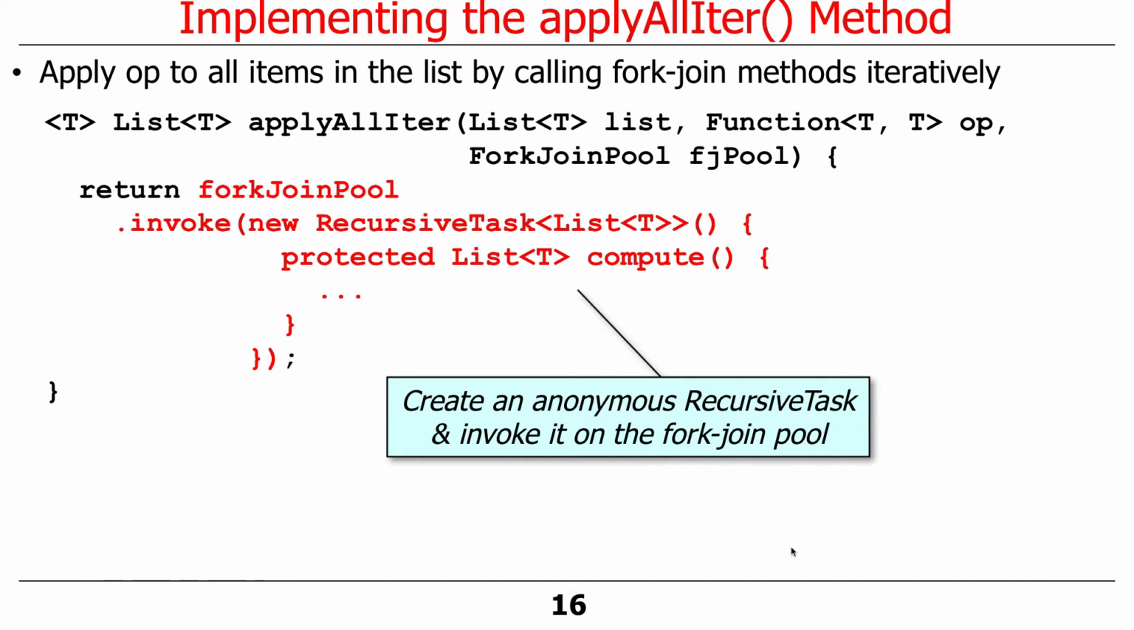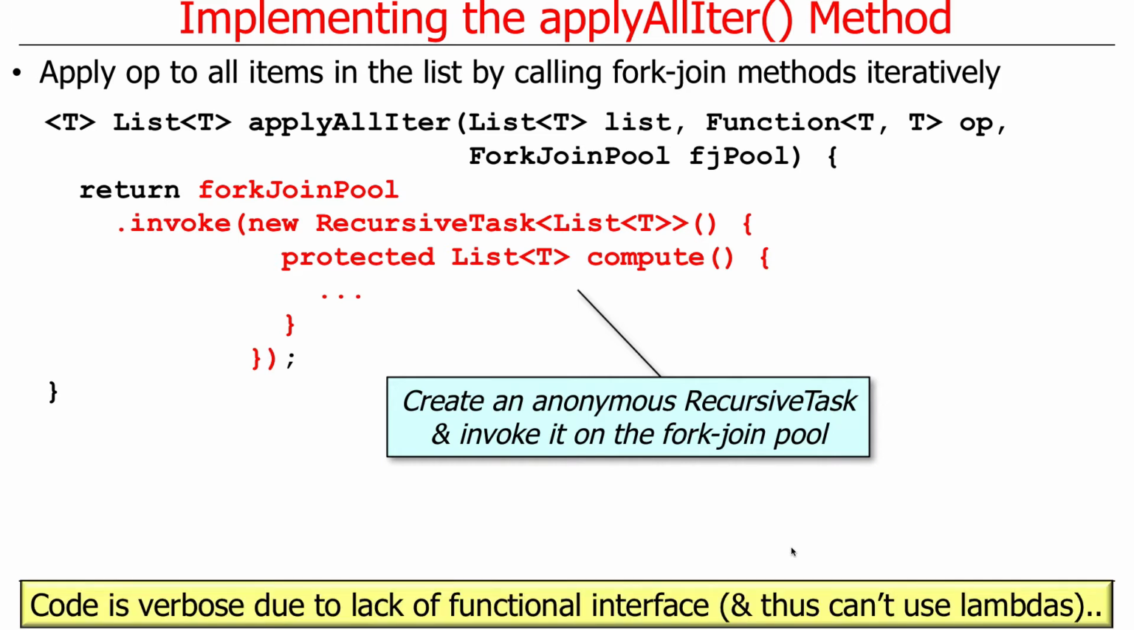Invoke new recursive task. So we're going to make ourselves an anonymous inner class instance of a recursive task, and we're going to invoke it in the fork join pool that's passed in here. And this code is sadly more verbose than we would like, and that's because fork join pool came from Java 7 before they had lambdas and functional interfaces. Therefore, there is no functional interface. There's a class, so you can't do all the cool little lambda or method reference tricks to get rid of some of the additional bloat.